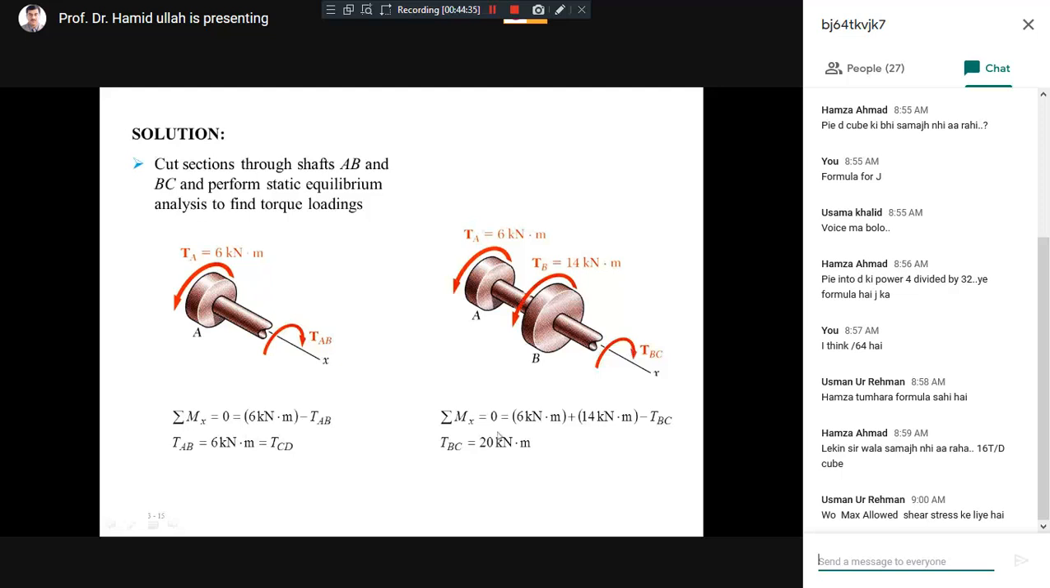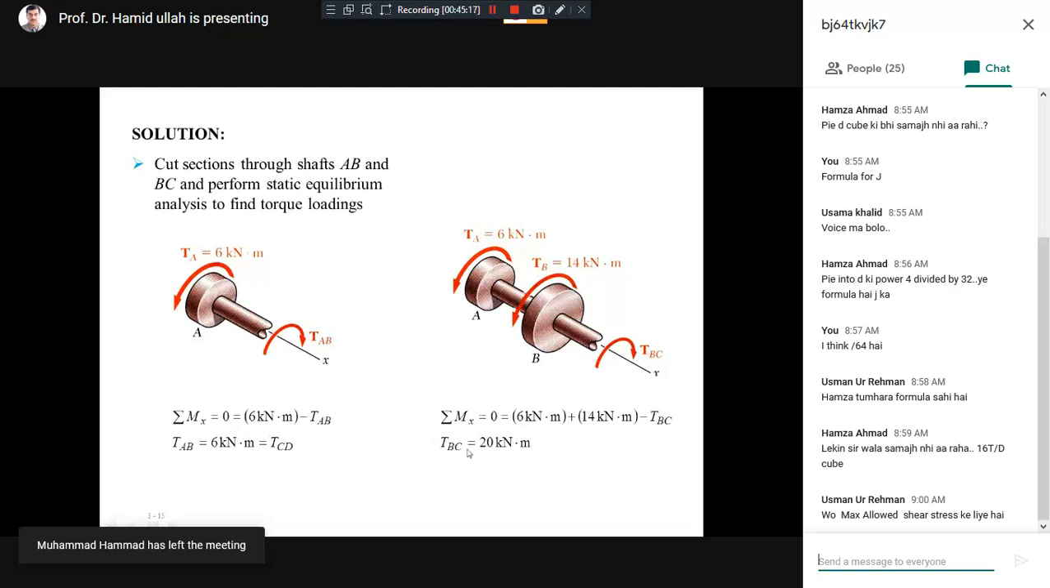Without going into calculation, these two torques should be balanced by this resistive torque. Magnitude wise, torque BC should be equal to the sum of these two. If you sum up 14 and 6, you get 20. But again, if you want, you can apply the sum of all the moments equal to 0. There are three moments: one is 6 kilonewton meter, one is 14 kilonewton meter, and one is the quantity we want to find out. This equation of equilibrium gives you the value of the unknown resistive torque, which is 20 kilonewton meter.